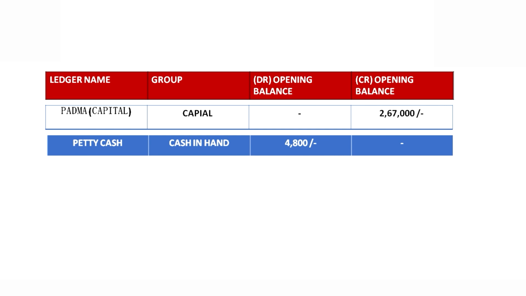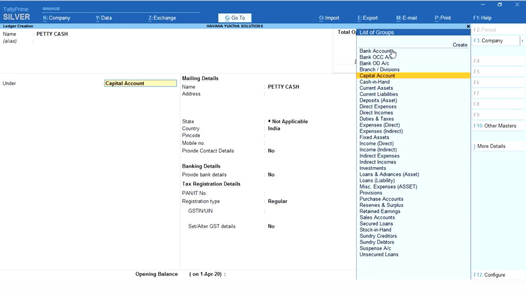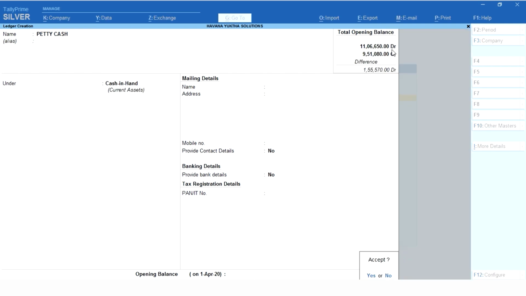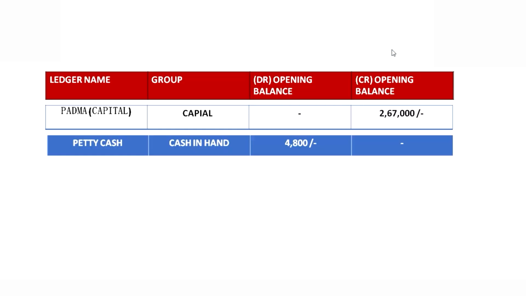So next we go with petty cash, which is under cash in hand. The opening balance is 4,800. So we go with cash in hand, and the opening balance is 4,800.